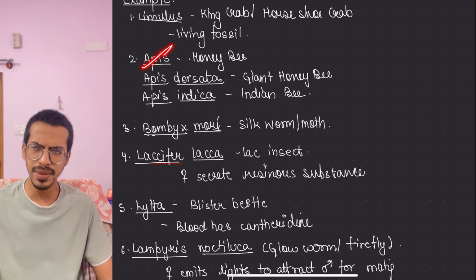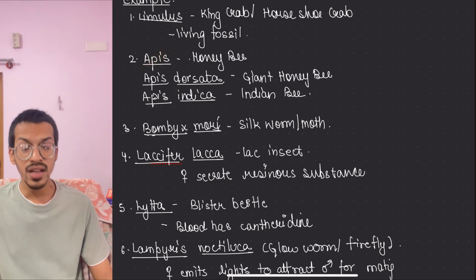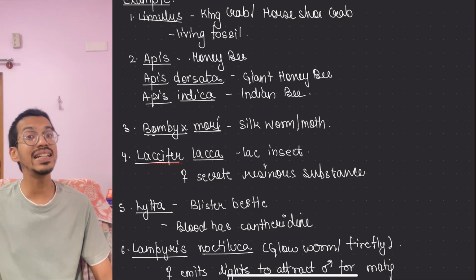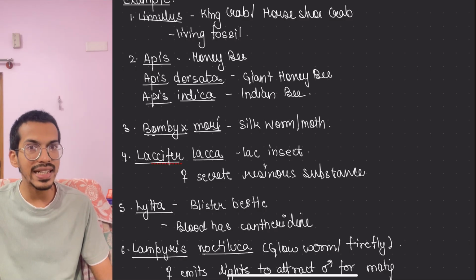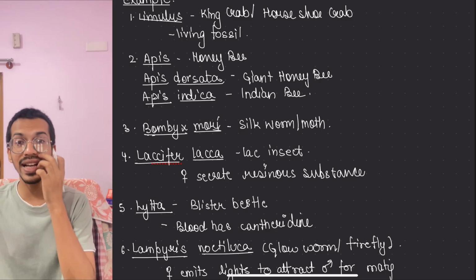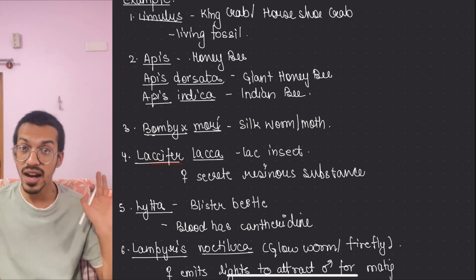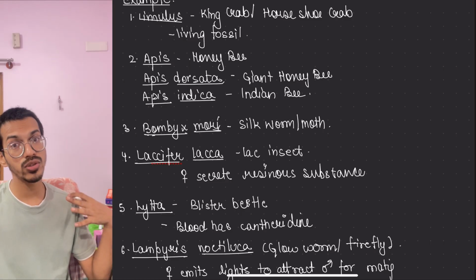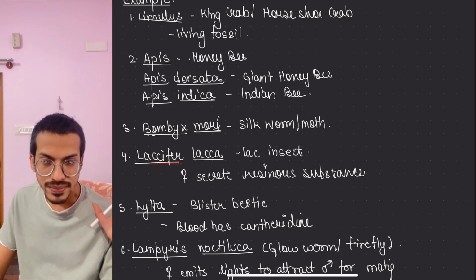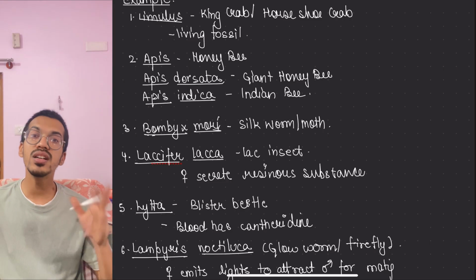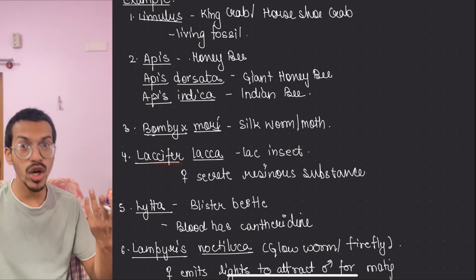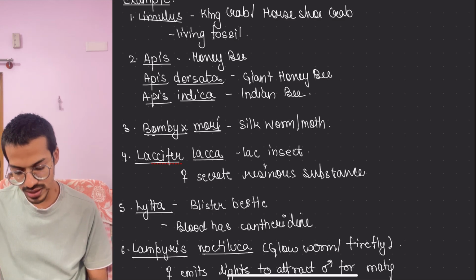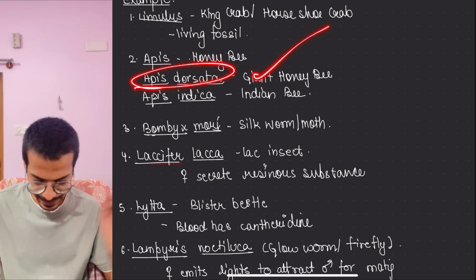Apis is what? Honeybee. There are different varieties of honeybee. The variety present in our country is called Apis indica. The word indica itself says India. We have even used this word indica for Mangifera indica. So from species, botany and zoology can have a similar name, but the genus will tell us where it belongs. Clear? This can be asked to you. Then Apis dorsata, it is a giant honeybee.